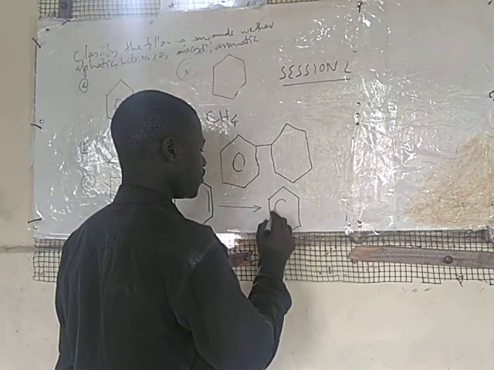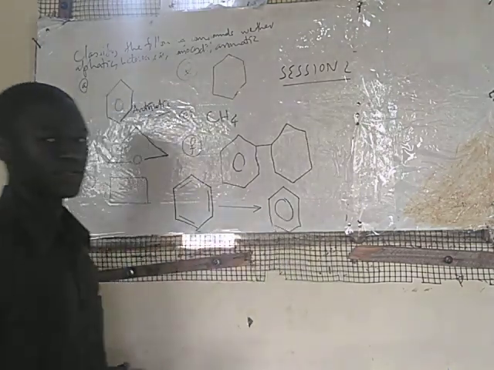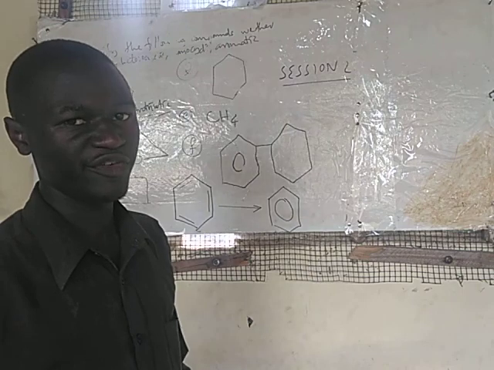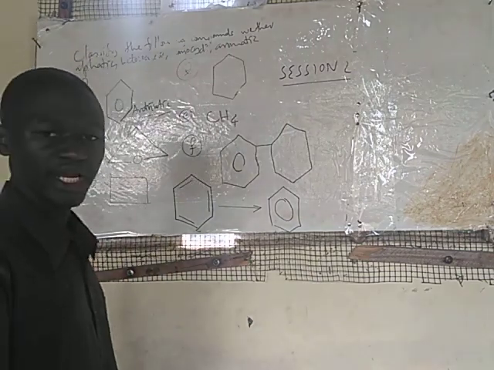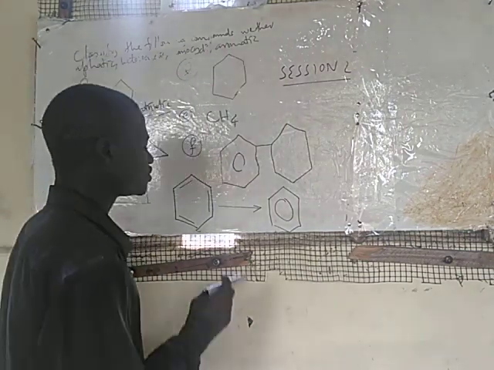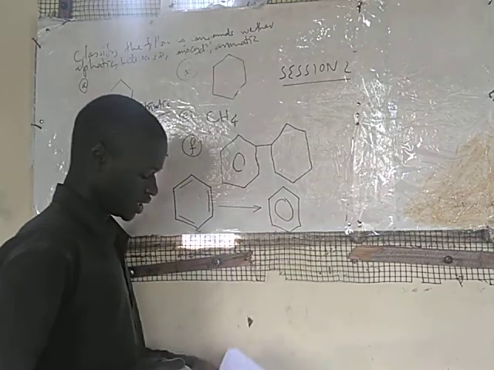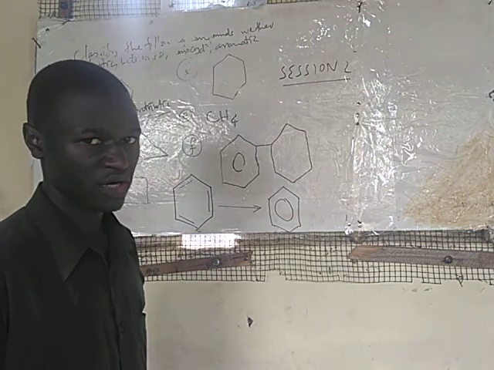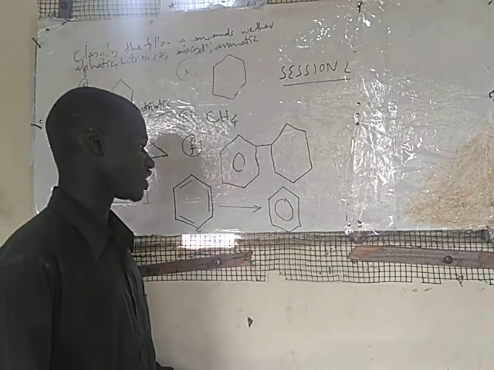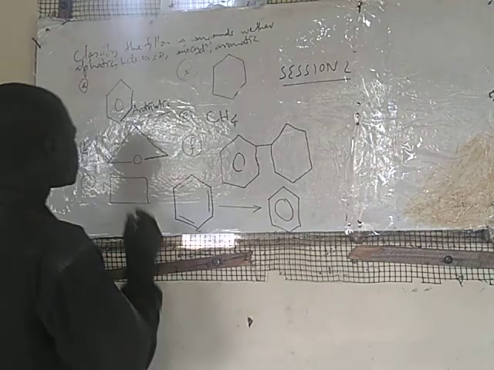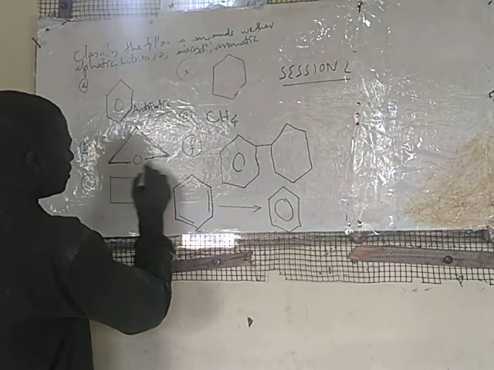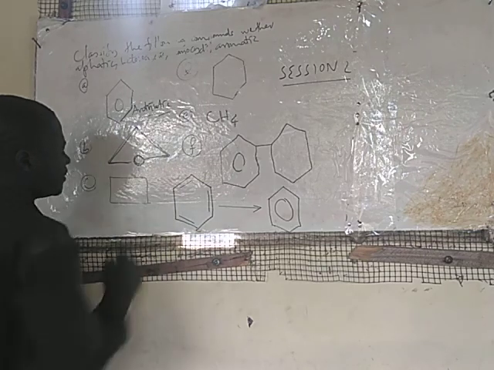And then here, we are drawing a circle. This is the structure of benzene. And as we said in the previous session, any organic compound containing a benzene ring will be called an aromatic hydrocarbon or aromatic organic compound. Now jumping to B, this B is a cyclic compound, but it has oxygen here.